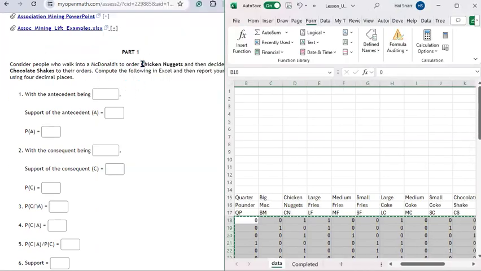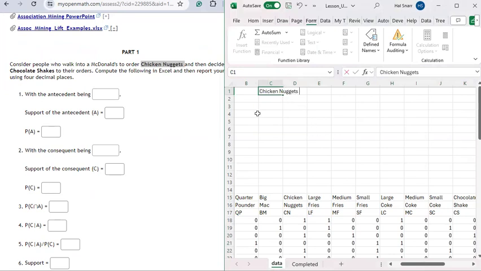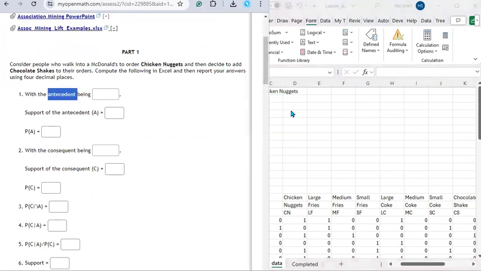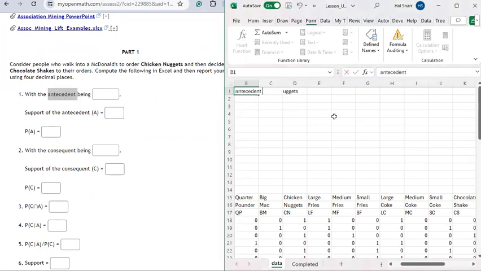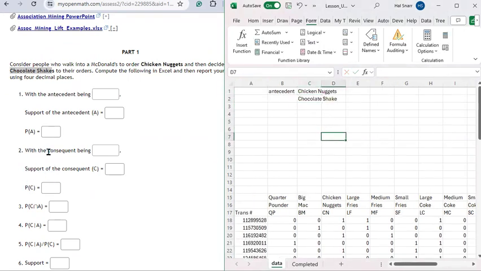So chicken nuggets are the antecedent. You go to the McDonald's to buy chicken nuggets. You have a craving for chicken nuggets. So the consequent here is the chocolate shake. Ante means before, consequent is like a result of something, right? So you go there to get the chicken nuggets. While you're there, you throw in a chocolate shake too, right? So this is our event A, and this is our event C.